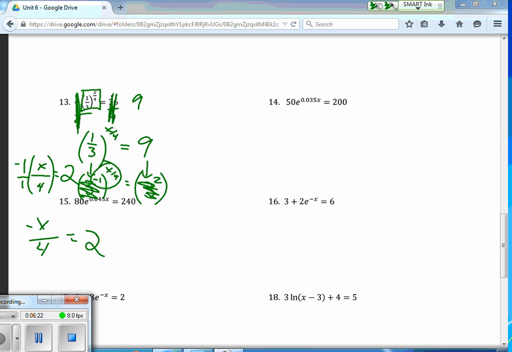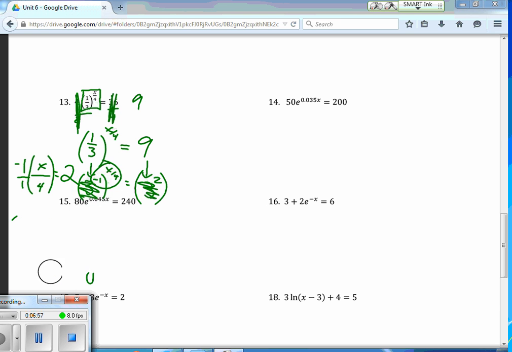Now clear the fraction out of there, so you multiply everything by 4. And then I have negative x equals 8. Final answer? Negative 8. Good. If you look back briefly with me, did you ever in the course of this take a square root on both sides? No, we never did, so we're okay. Just watch out for that, because it's going to happen. All right, moving on to number 16.